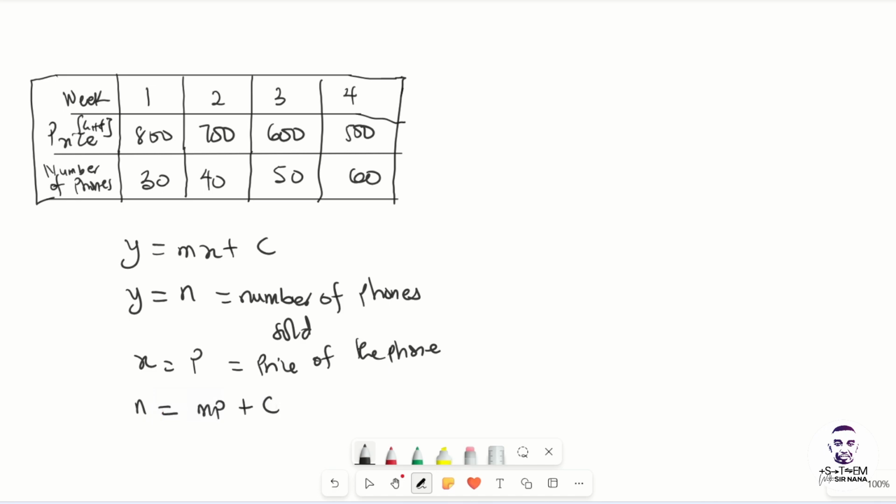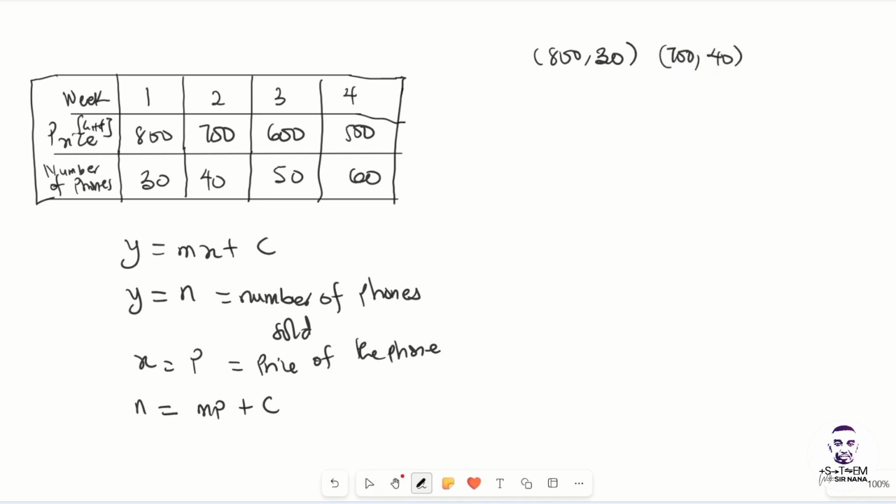Okay, that is right. So now we can approach it by picking 2 points. We can pick the first two. One point is (800, 30) and another point is (700, 40).